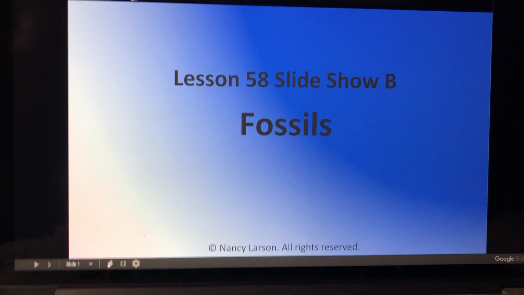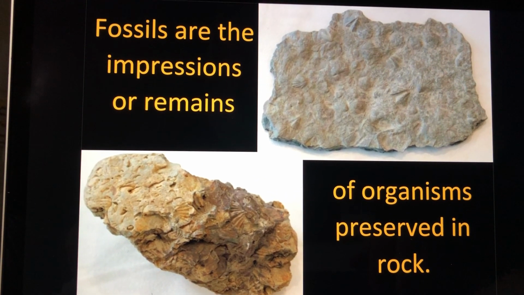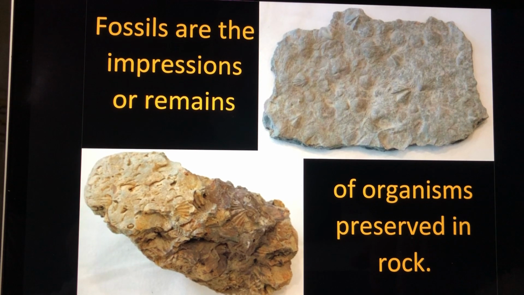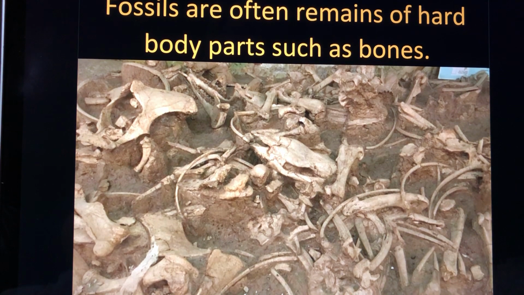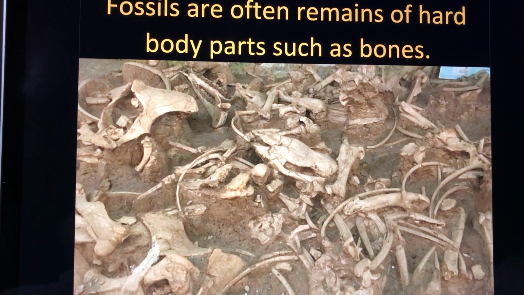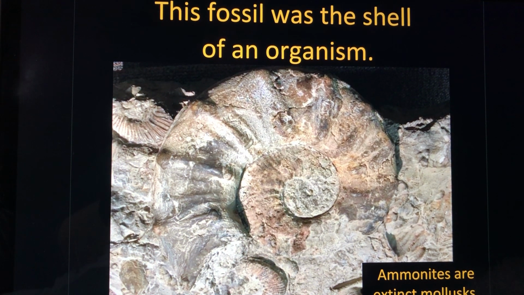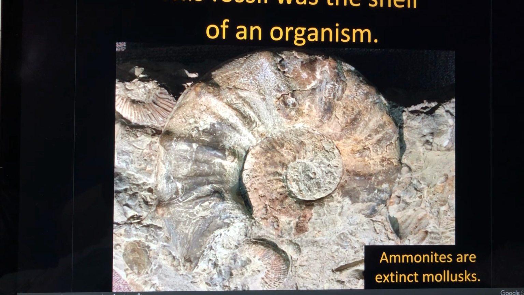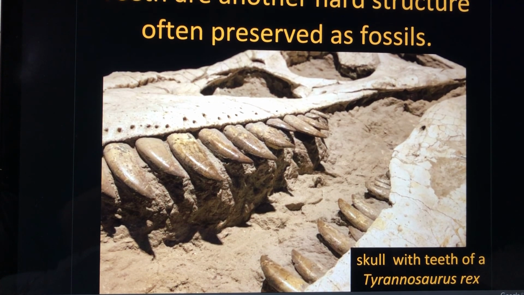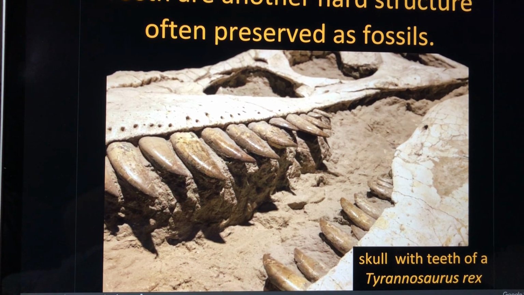I'm going to go through this a little fast here, so you can go ahead and pause if I'm going too fast. So here are remains of impressions. You can see organisms. Bones usually leave bigger marks. There's something from a shell of something that was living. Teeth. Teeth are often found. Something else that's hard and preserved.